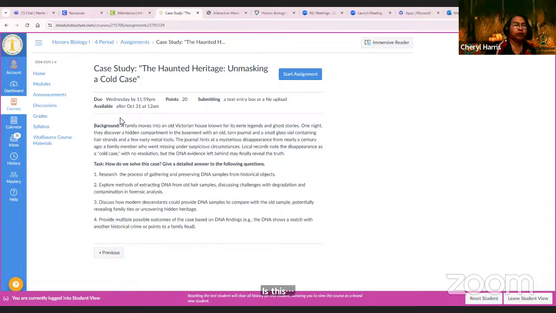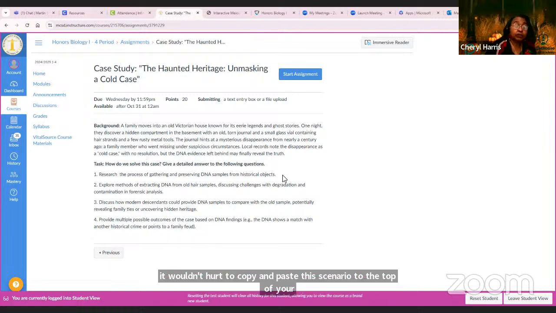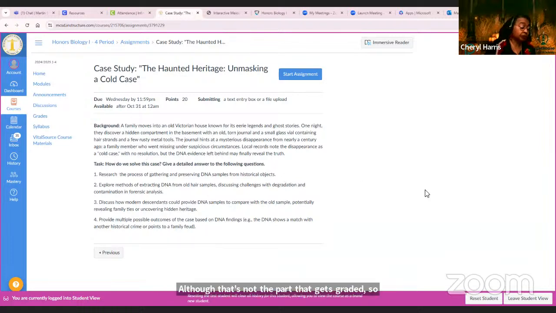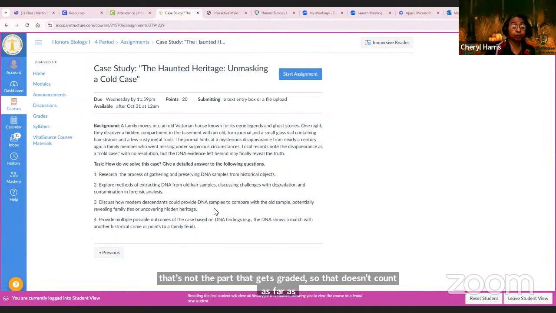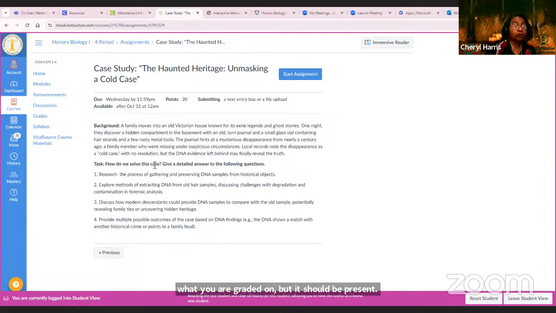So again, you have a scenario in the background. And it wouldn't hurt to copy and paste the scenario to the top of your assignment. Although that's not the part that gets graded, so that doesn't count as far as what you are graded on, but it should be present. All right, your question is, how do we solve this case? And I should have put, how do we solve this case using the DNA evidence? Okay, so we're not trying to come up with all the other ways that we don't have a body. So the only thing that we can do with this evidence is do DNA testing.